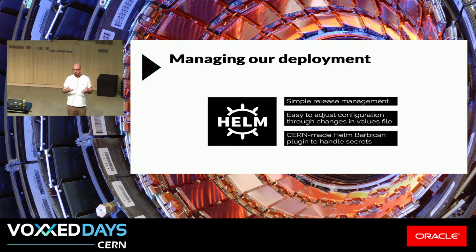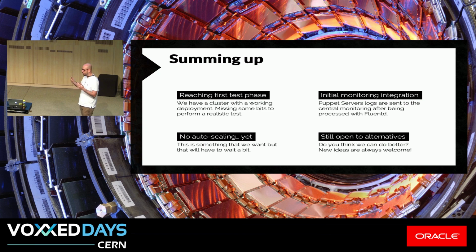To manage this deployment, we use Helm, this release management tool. And the reason for this is that it's a simple one, and most important, it's been used by different sections in the IT department. It's quite easy to adjust the configuration, as it's using templates, and allows us to dynamically, in each of the releases that we are going to make, just make small changes in the configuration of the servers. And finally, we have a CERN-made plugin for Helm that is based on Barbican. That is quite nice, actually. And that is going to allow us to handle the secrets in the cluster and store them in the GitLab repository that is used for storing the charts for Helm and all the configuration that we have.